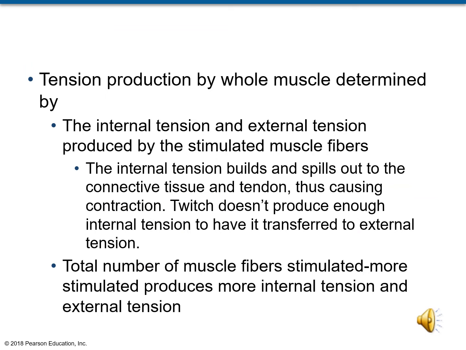Tension produced by the whole muscle, this is the entire muscle, not the muscle fibers, is going to be determined by 2 things: the internal tension and external tension that's being produced by the muscles, the fibers that are being stimulated. Now your internal tension, that's the tension inside the cell, will build, and as it gets stronger, it will actually spill out to the connective tissues and the tendon. This will ultimately result in enough external tension that it will pull on the bone and cause movement. Your twitch does not produce enough internal tension to have it transferred to external tension.